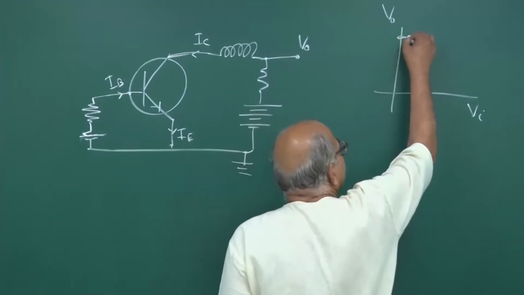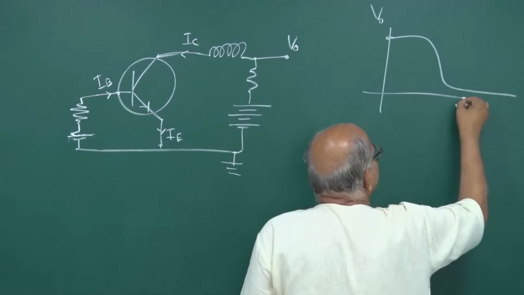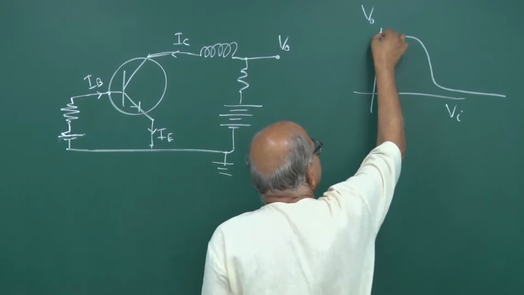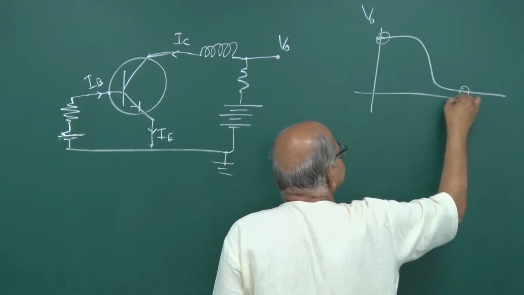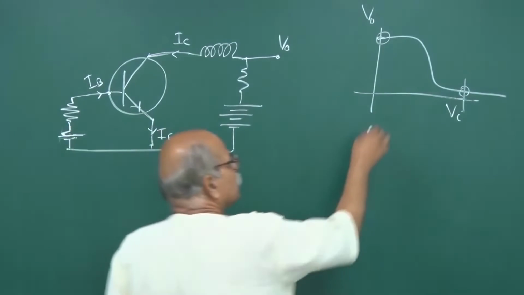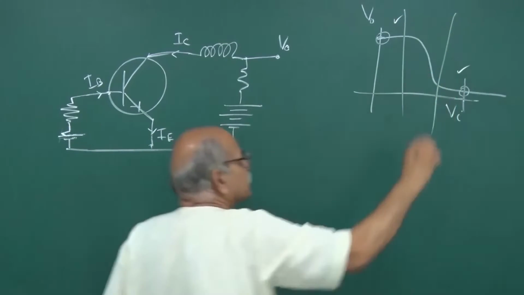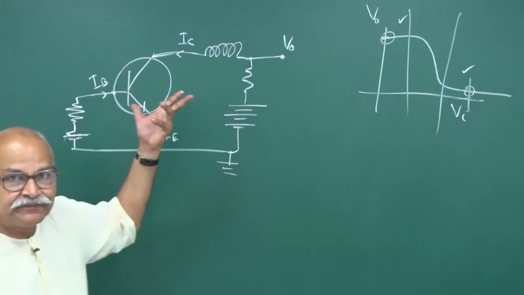So in general we have VO, VI like this. So you are here and suddenly you reach here. So your VI is sufficient. So we are operating in the cutoff region and the saturation region, then it becomes a switch, right?